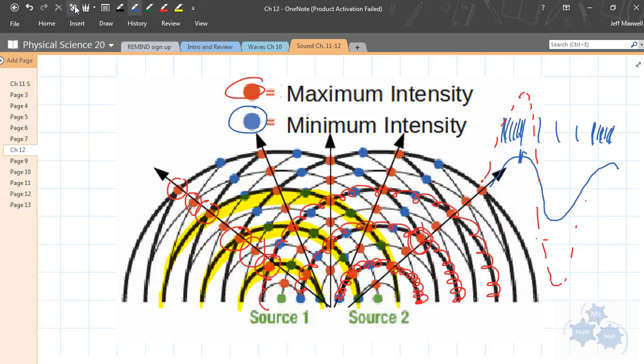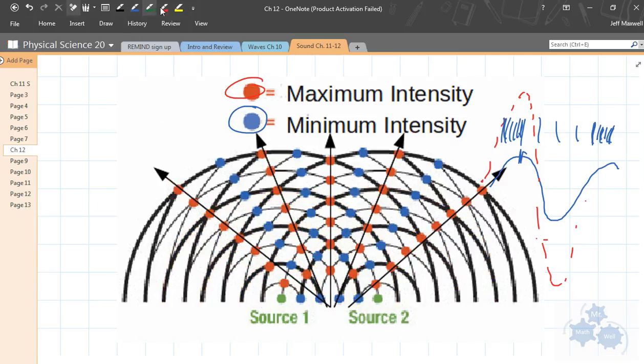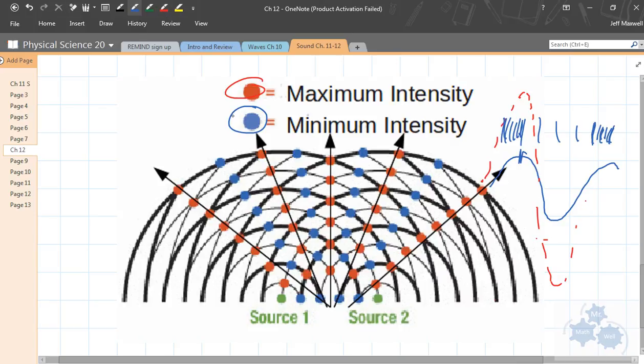All right, so I'm just going to erase here a bunch of stuff so we can kind of start over. But where a crest meets a trough, see there's the black line and a little skinny line there. So that is destructive. The blue dots are destructive. Okay.